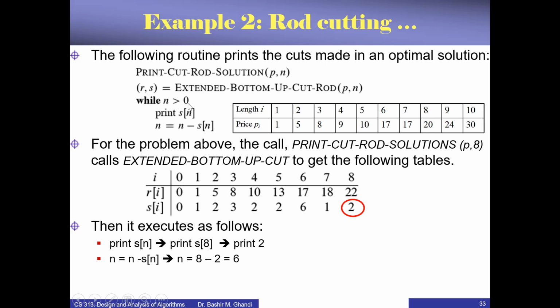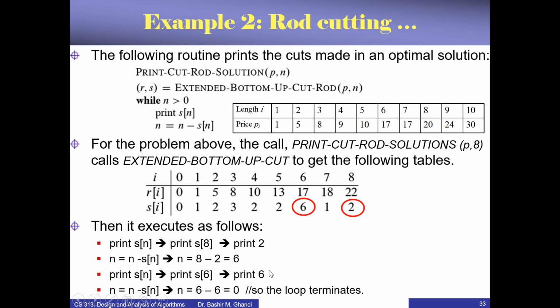So obviously 6 is still greater than 0. So we're now going to print s at 6. So it will print 6. Alright. Then update n to be n minus s at n. Well, n is 6 and s at n is also 6. So this time if we do the subtraction, we're going to get 0. And the loop will stop.